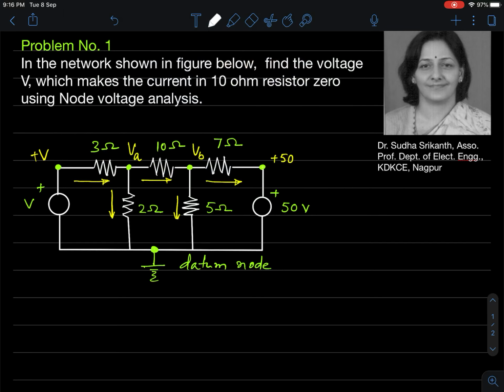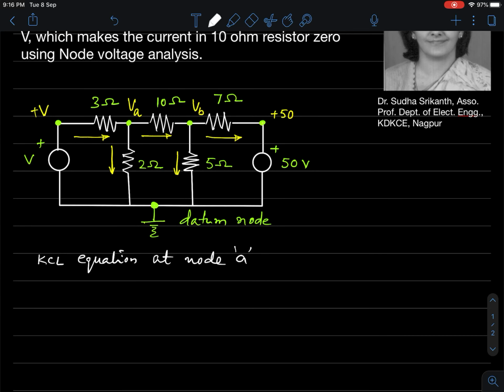I will write the KCL equation at node A, which has a potential of VA. How do I do it? Because the basis for node voltage analysis is KCL. At node A, the incoming current is V minus VA divided by 3.